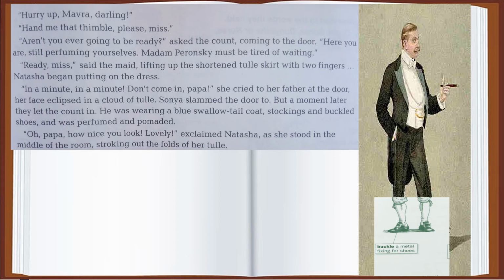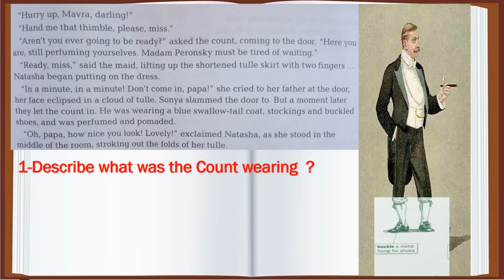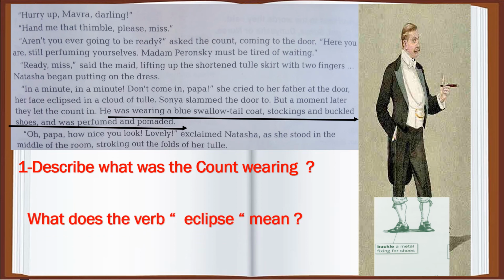Okay, so in this paragraph if I ask you to describe what the count was wearing, describe the clothes he was wearing. Excellent. He was wearing a blue swallowtail coat, stockings and buckled shoes. He was also perfumed and pomaded. What does the verb eclipse mean? When we say eclipse, it means to cover or completely cover. Okay?